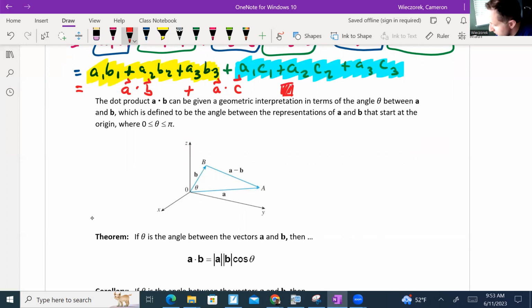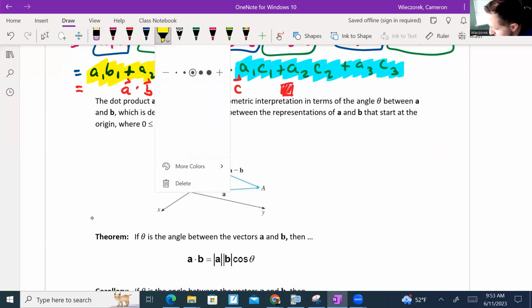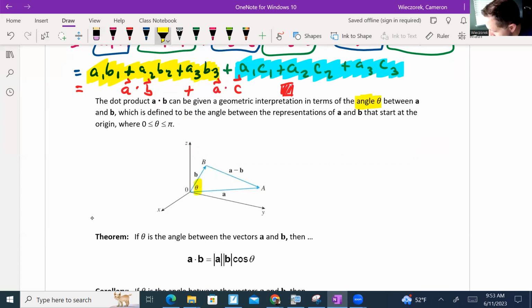Okay. So if we define this angle theta between the two vectors, you can see in the picture here, it's this angle that sits between vectors A and B. We're going to let theta go between 0 and pi. So we're always going to have it be an angle between 0 and 180 degrees.